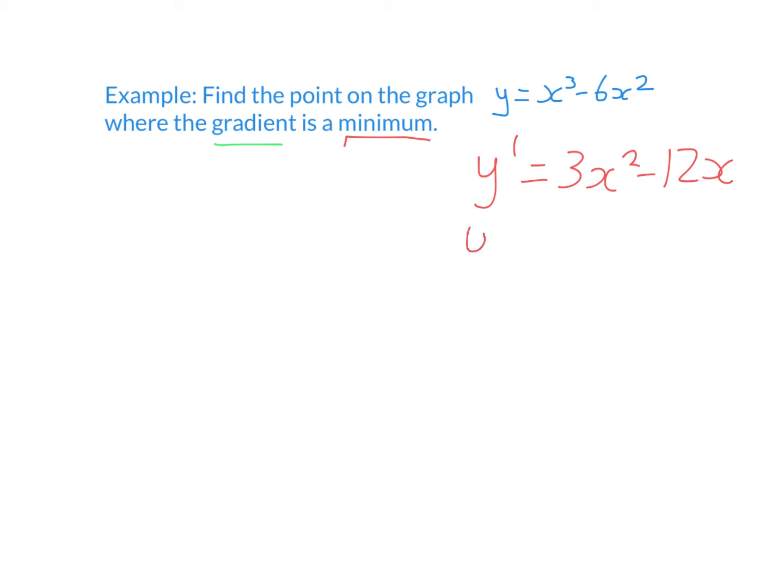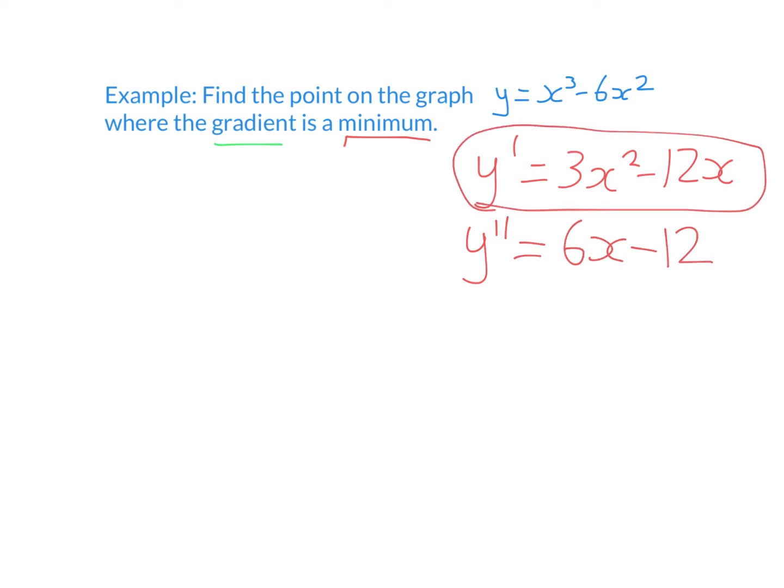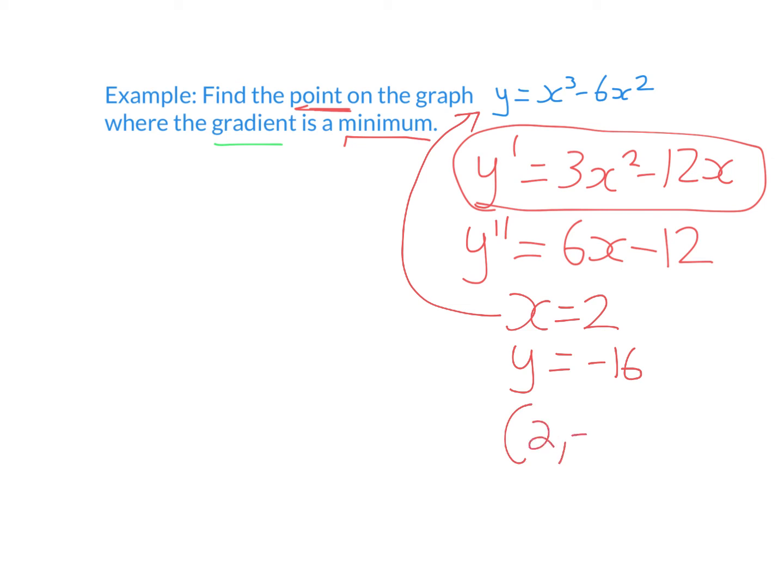So we're going to differentiate again. This is the second derivative. That's why I put 2 dashes there. If I differentiate the gradient function, I get 6x minus 12. So the minimum value of this function occurs when its derivative equals 0. So clearly 6x minus 12 equals 0 means x equals 2. But this asked us for the point. A point needs an x value and a y value. So I'm going to take my x value and substitute into the original equation, and then I get y equals negative 16. So at the point (2, negative 16), the gradient is a minimum.